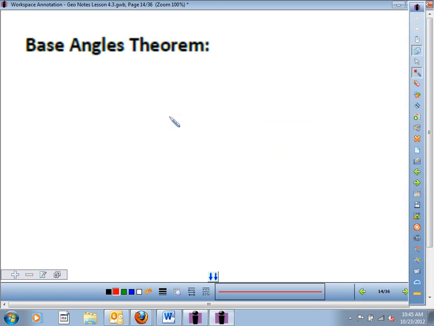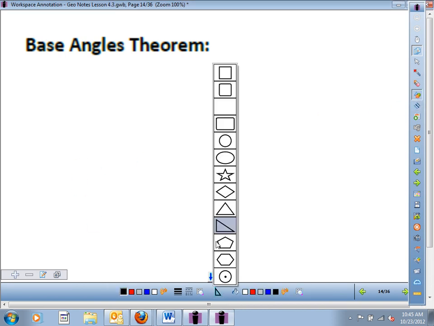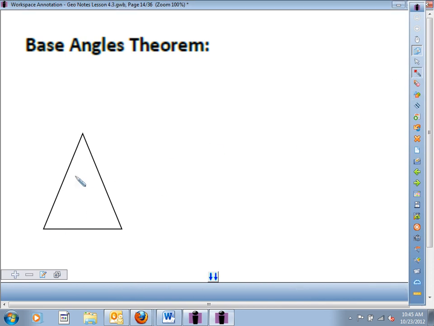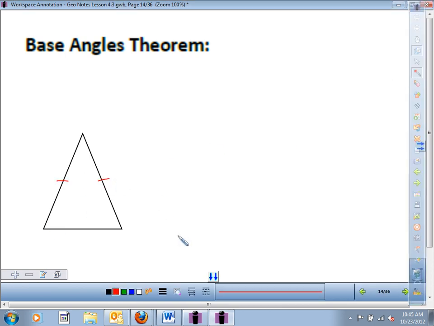So here's the base angles theorem. If we have a nice, pretty isosceles triangle, such as this, and I know for a fact that I measure these two sides and they are congruent, then those base angles are also congruent.